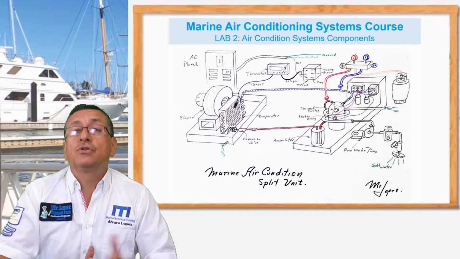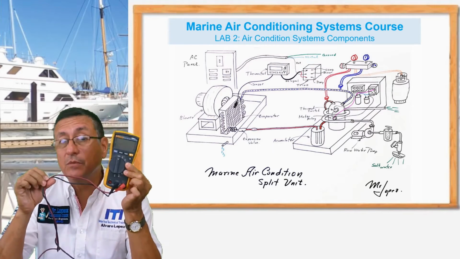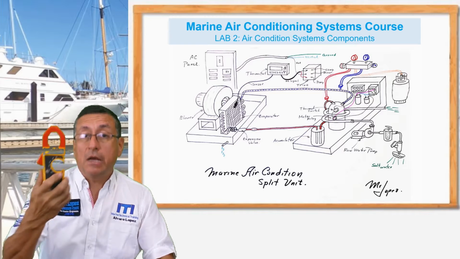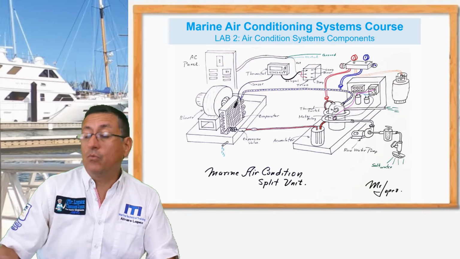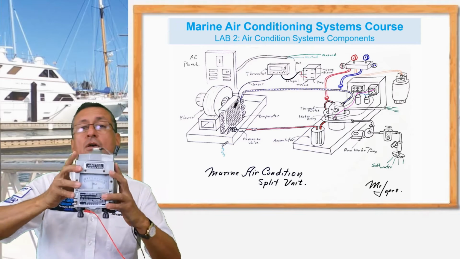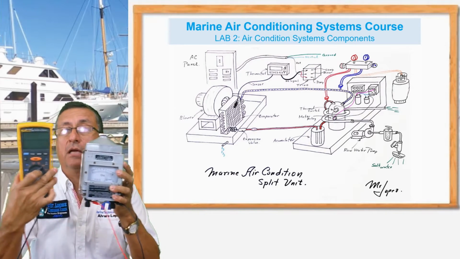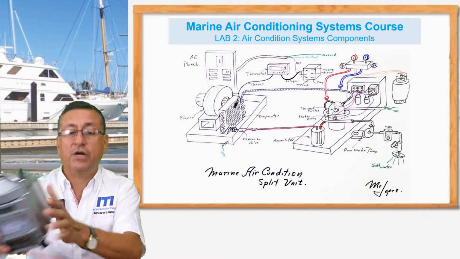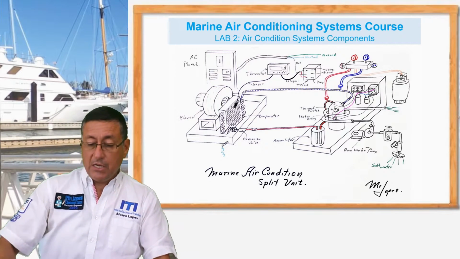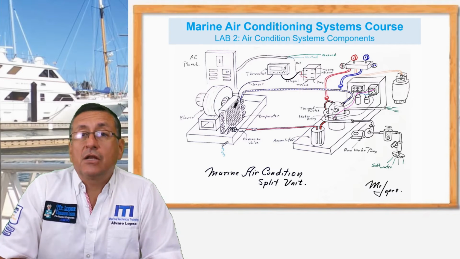We are going to use some tools. We are going to use the multimeter, a good multimeter. We are going to use the clamp, and we are going to use the megometer. We are going to use the analog megometer or a digital. Any of those megometers is okay for this project. And we are going to check component by component, electrical components.